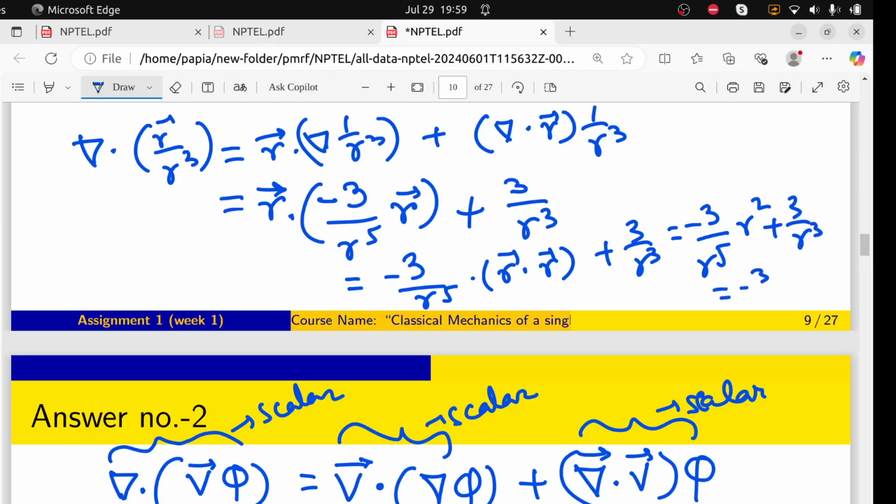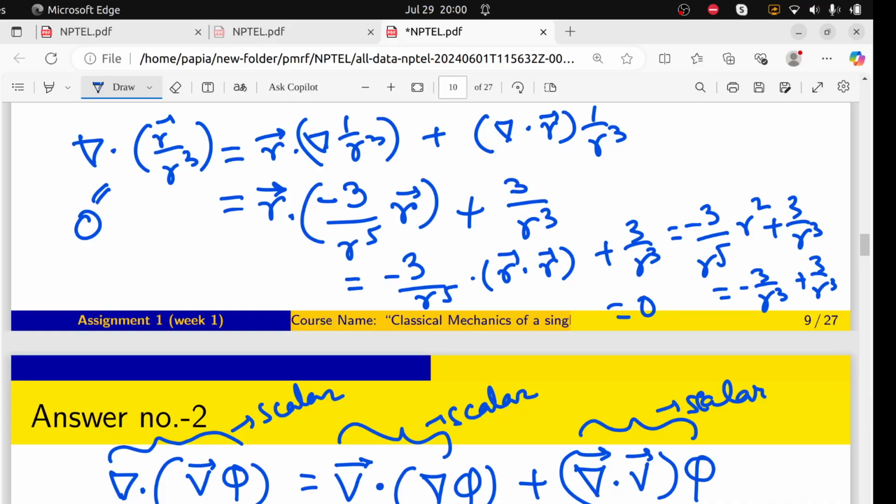So it will be minus 3 by r cube plus 3 by r cube. Now see, it is giving me 0 answer. So whatever the question was given, that answer will be 0. I just wrote it seamlessly, but if you don't know these things, then I can explain, no problem. So the answer is right now 0.